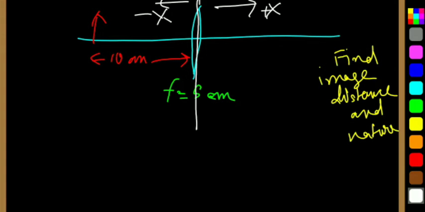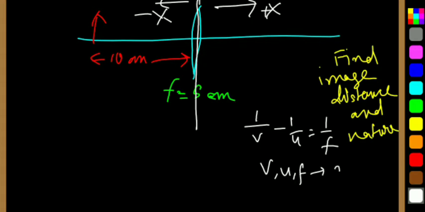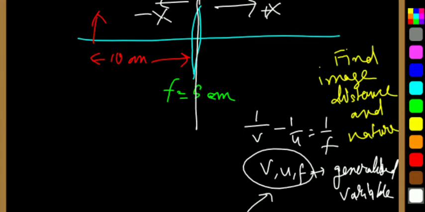Now, what is the formula for lens? 1 by v minus 1 by u is equal to 1 by f, where v is the image distance, u is the object distance, and f is the focal length. Now let me tell you one thing. This v, u and f are generalized variables. What do I mean by this term? That means the sign conventions are already inside it. You don't have to worry whether this v is on the right hand side or left hand side. You put any value, and it will automatically adjust because the sign conventions were taken care of during the derivation.